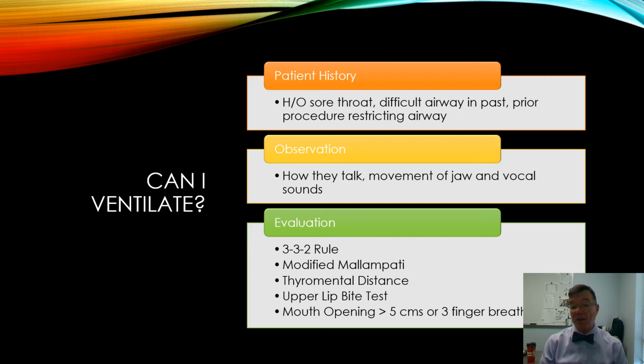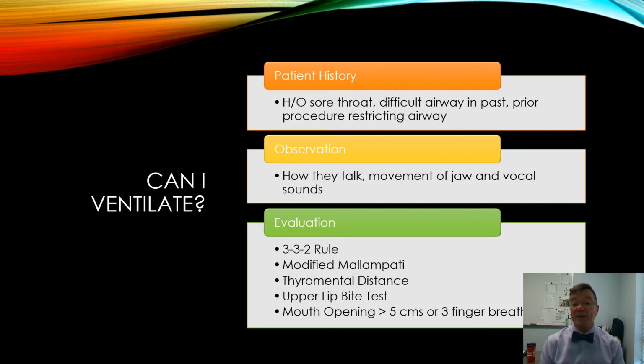One of the things you talk about when you say, can I ventilate? Talk to the patient and look at them. Do they have a history of a sore throat? Have they had a difficult airway in the past? Do they have prior procedures that may have some restriction of the airway, particularly cancer, or if they've had a neck fusion, such as myself? Watch how they speak to you. The good Lord made us to be symmetrical. Any part of their body that is asymmetrical should be a red flag.